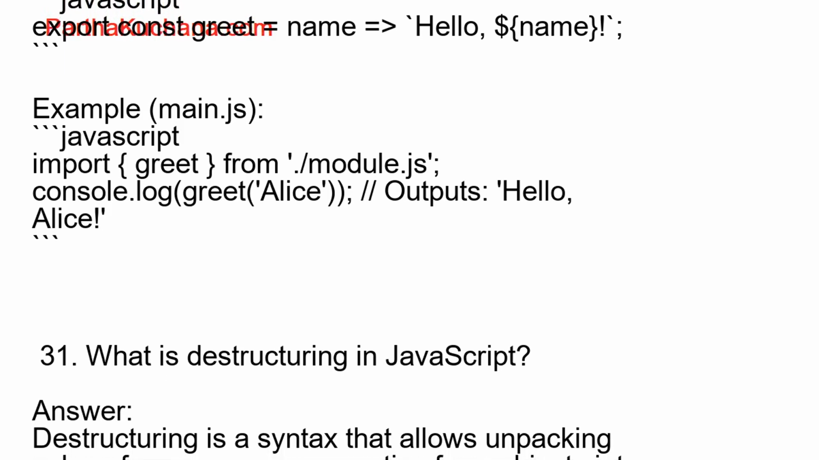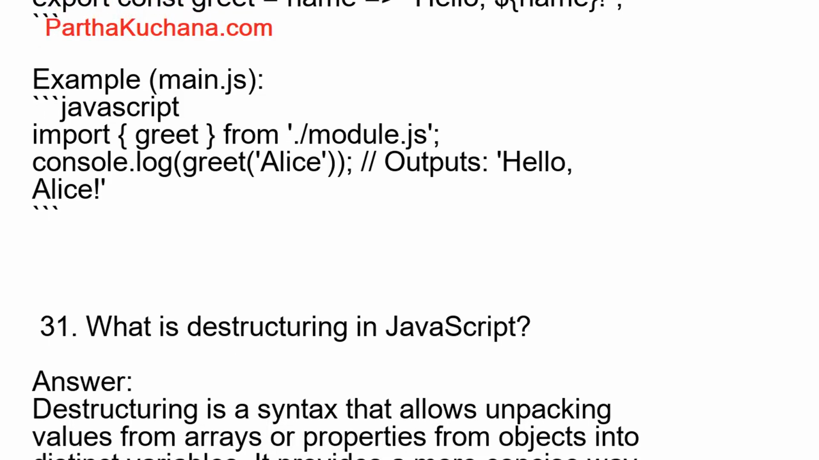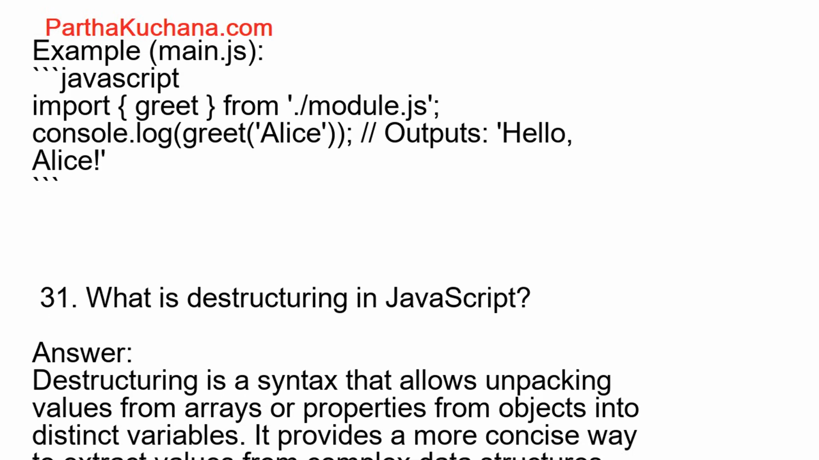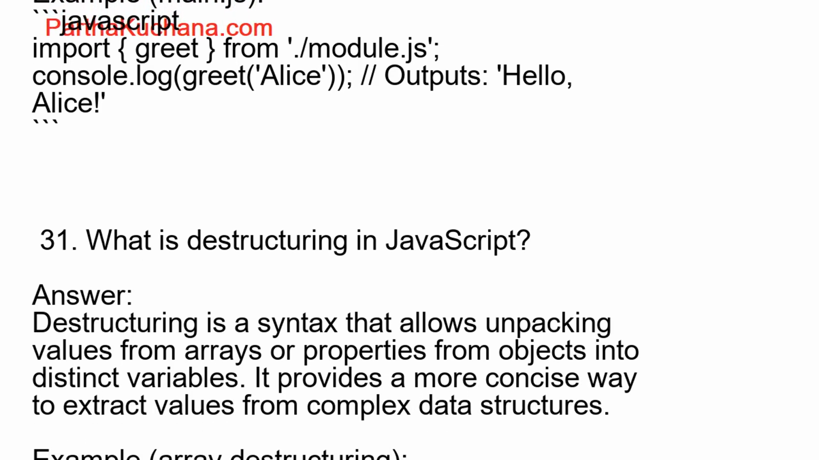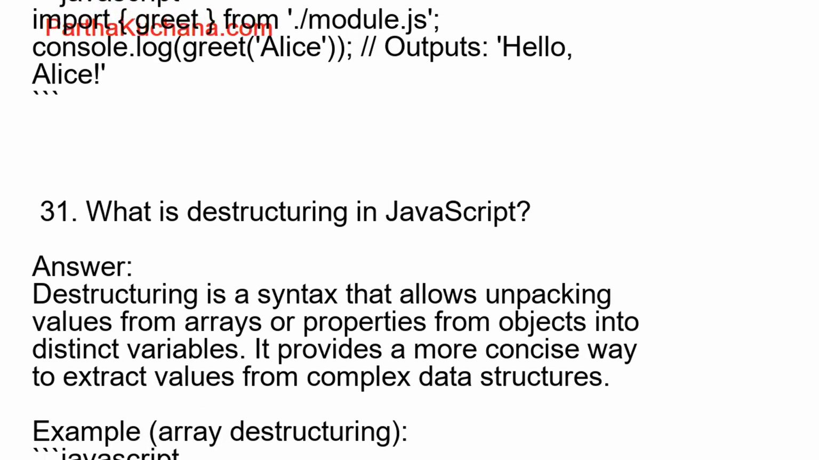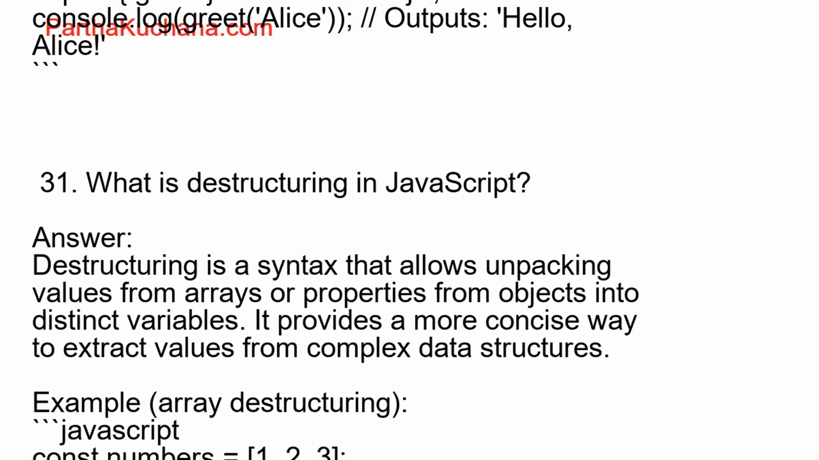33. What is a closure in JavaScript? Answer: a closure is a function that retains access to its lexical scope, even when the function is executed outside that scope. Closures allow for data encapsulation and are often used to create private variables.